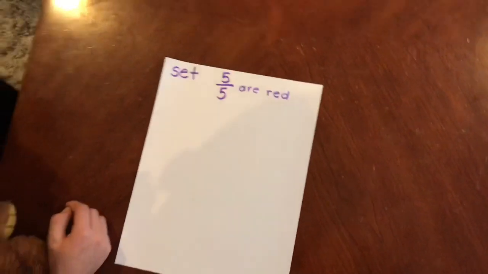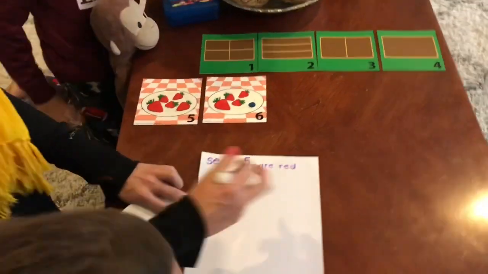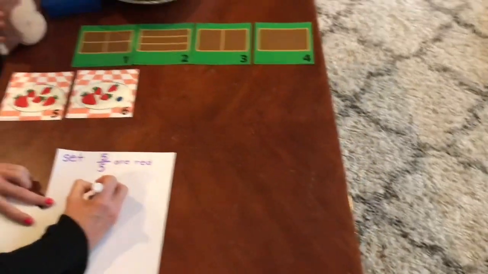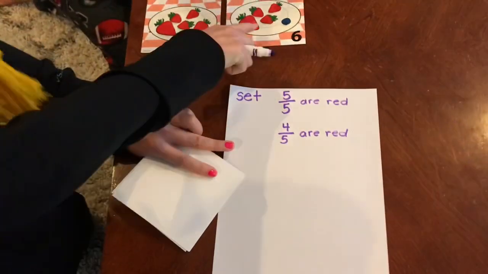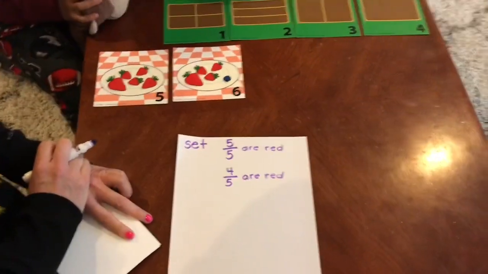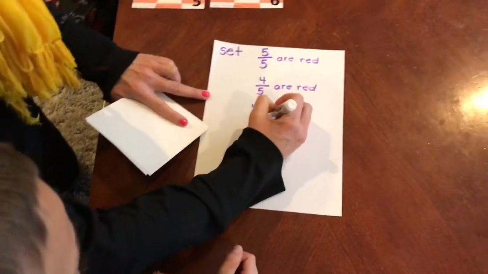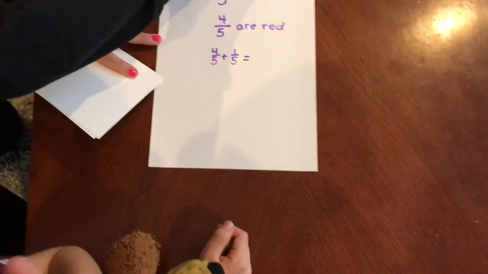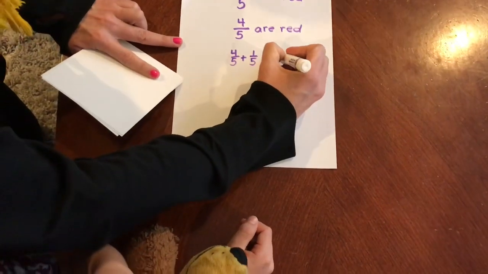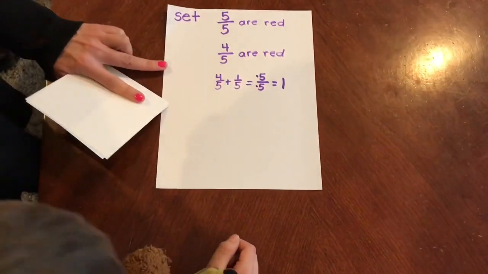Let's look at this next one. Tell me an observation that you notice about that set of fruits. There's 4 strawberries and 1 blueberry. So I would say 4/5 are red. Can you tell me a fraction that would tell how many are blue? 1/5. What is 4/5 plus 1/5? What is 5/5, strawberries plus blueberries? Well, 4 strawberries plus 1 blueberry is 5. It's a whole. 5/5, and if the numerator and the denominator are the same, that is 1 whole.